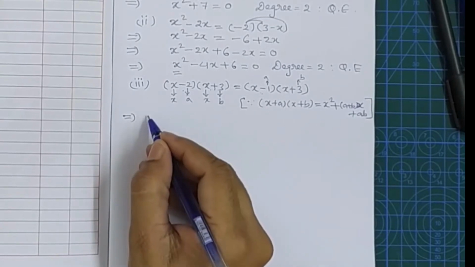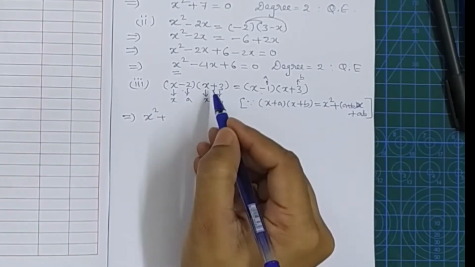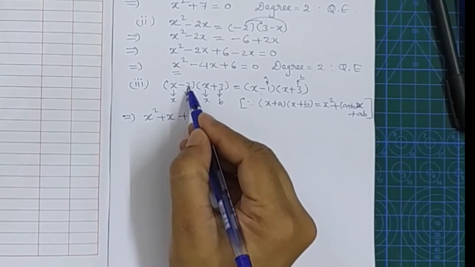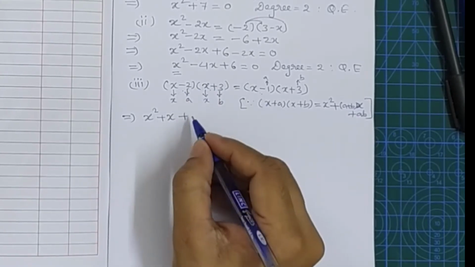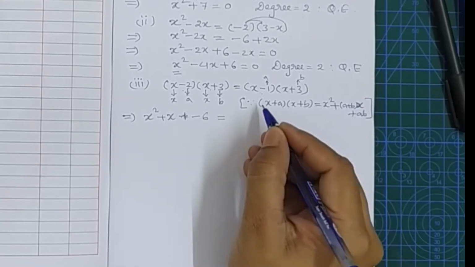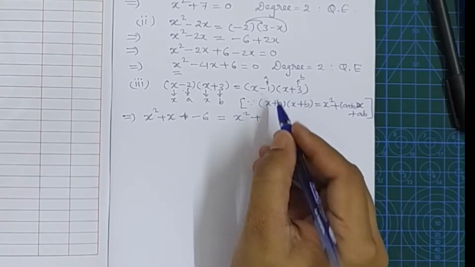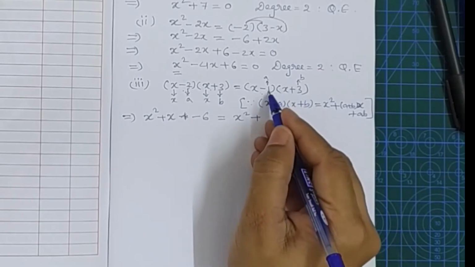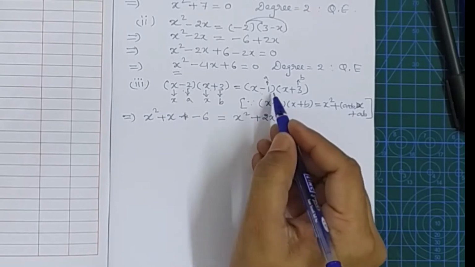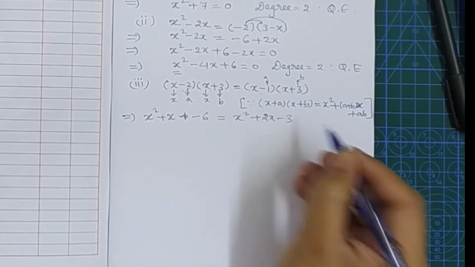So the left side product is x square plus a plus b. So 3 minus 2 is 1. So we have x plus a into b. Minus 2 into 3 is minus 6. So I can write here minus 6. On the other side, we have x square plus a plus b. So 3 minus 1 is 2, plus 2x. And a into b, minus 1 into 3 is minus 3.